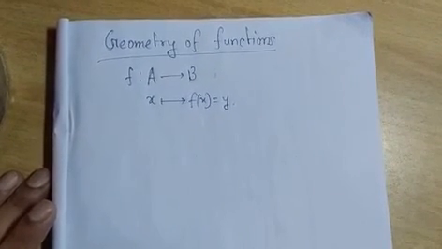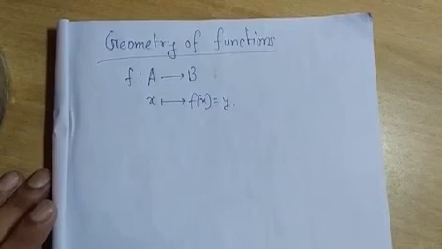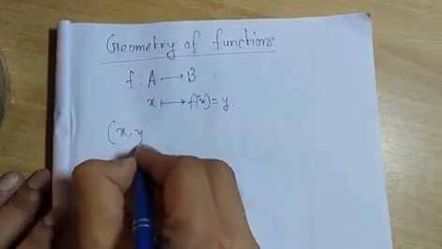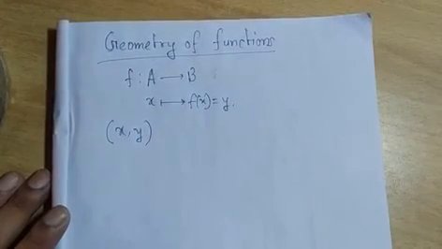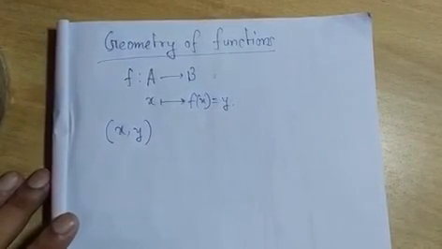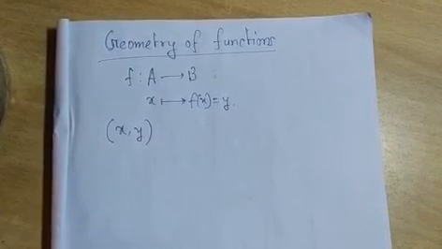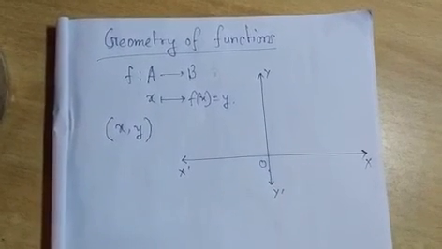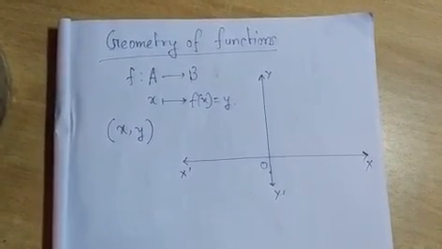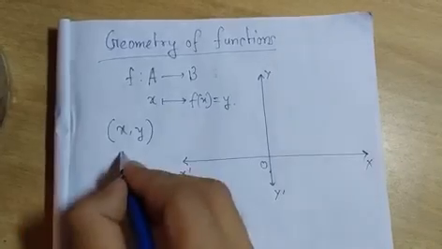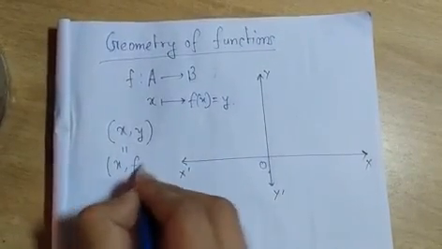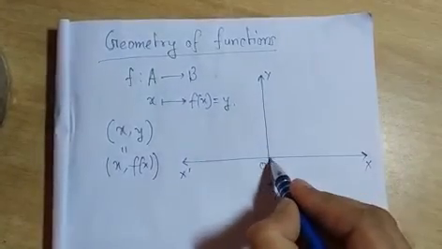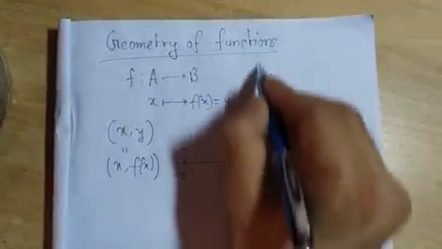So how will we plot this function in a graph? We'll consider these points (x, y) as an ordered pair and plot them in the two-dimensional plane. So suppose this is the two-dimensional plane and we have to plot this point (x, y), where y is nothing but f(x). How will we plot it? We will take x along this x-axis and y along this y-axis.